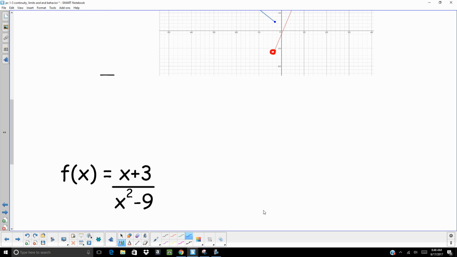Take a second, try this one on your own. Let's see how you do. I would hit pause. When you are ready, hit pause again and check your answer.